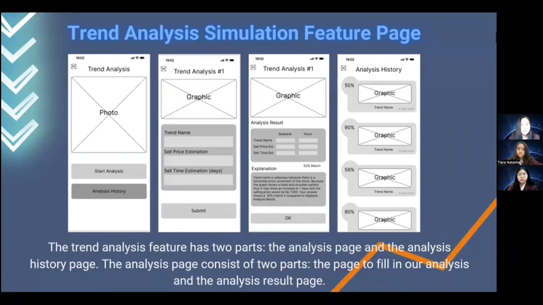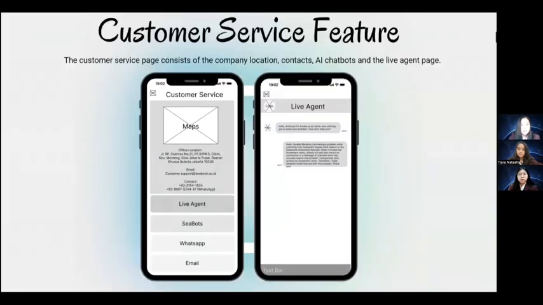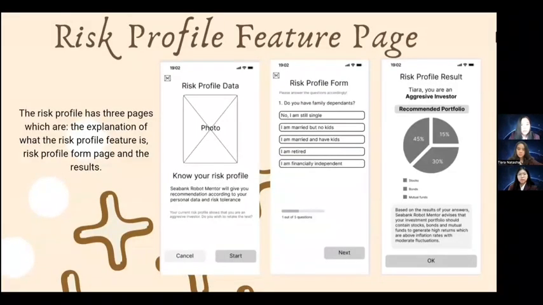Next is the customer service page that shows users about the company location, contacts, and etc. with a button that can direct the user to the company contact. Next is the risk profile that has 3 pages, which are the explanation of the risk profile feature, then the risk profile form page where the user can fill in the questionnaire form, and the risk profile analysis result page.